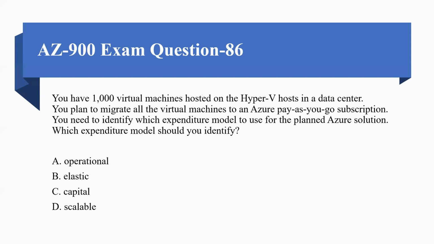Coming to the question number 86, you have 1,000 virtual machines hosted on a Hyper-V host in a data center. You plan to migrate all the virtual machines to Azure Pay-as-you-go subscription. You need to identify which expenditure model to use for the planned Azure solution. Which expenditure model should you identify? Option A, operational. Option B, elastic. Option C, capital. Or option D, scalable. And correct option is A, operational.